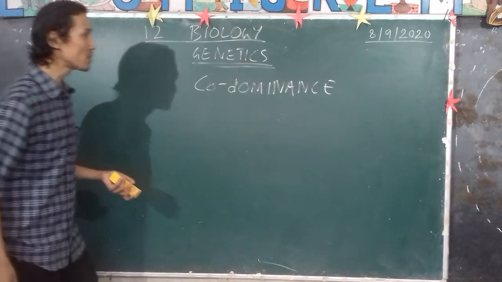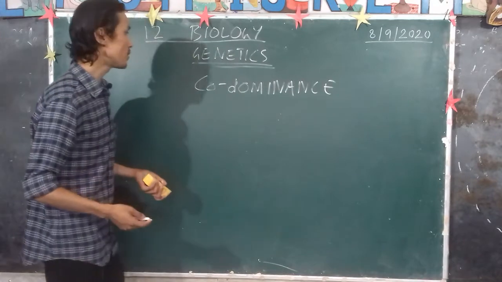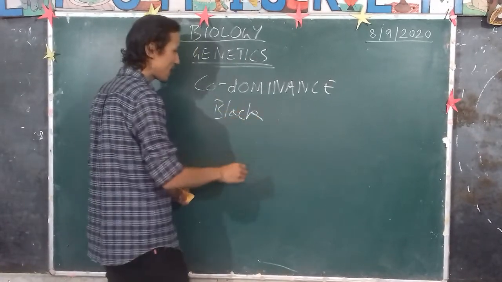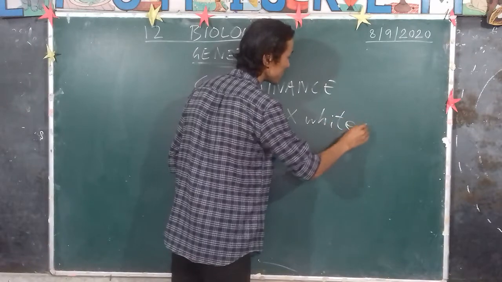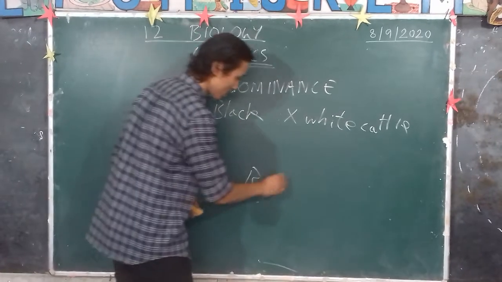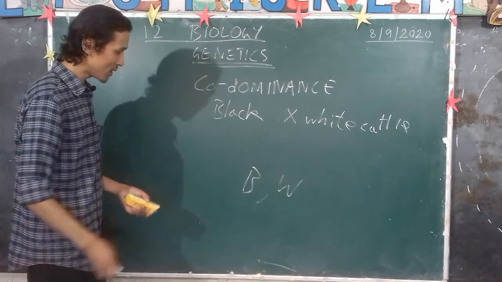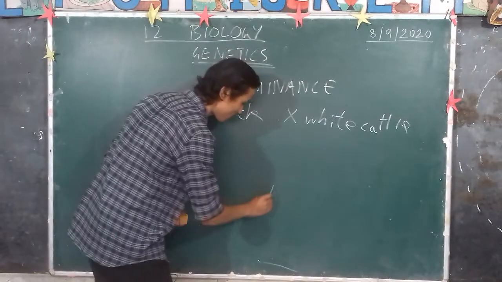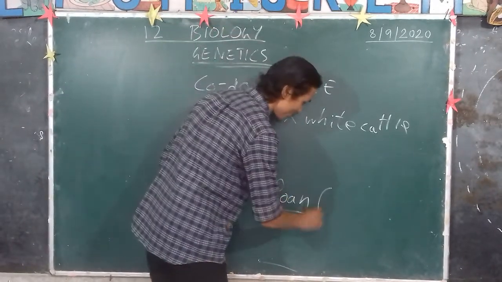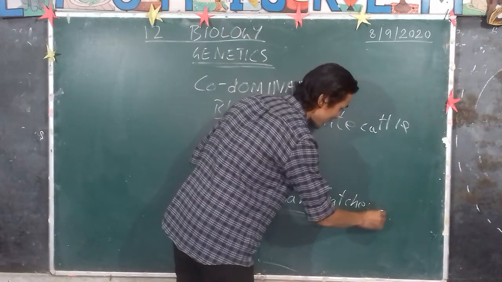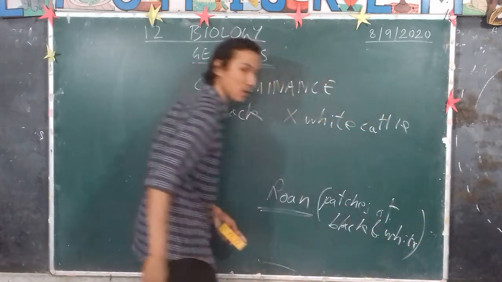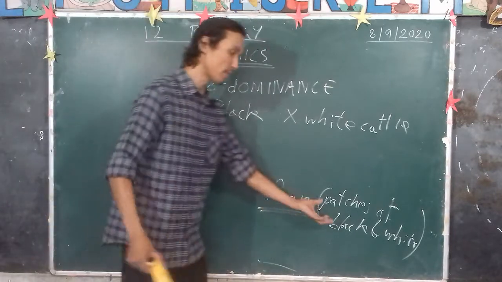codominance. By codominance, what it means is both the genes are expressed. So for example, we're going to take into account the cattle. If I cross a black cattle with a white cattle, what I'm supposed to get is either a black or a white cattle. But what I'll be getting is neither black nor white, but a roan cattle. Roan means a cattle which has patches of black and white. You've generally seen these type of cattle, isn't it? A cattle having patches of black and white.